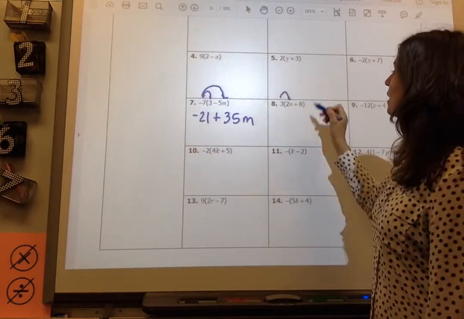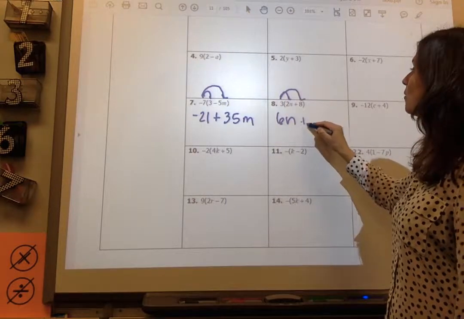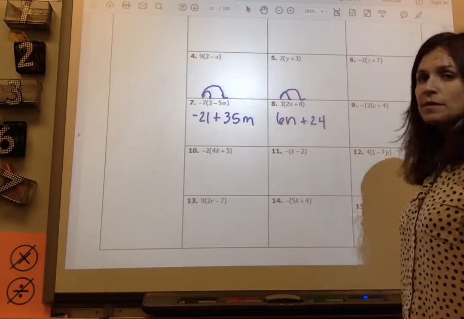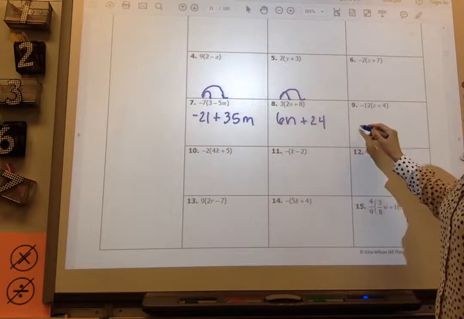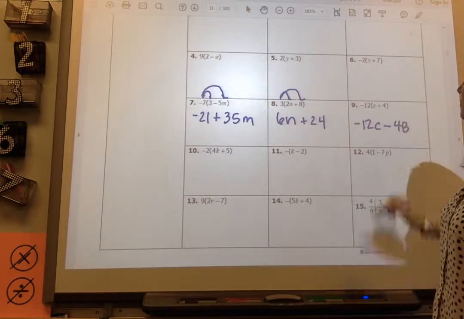Number 8 is 3 times 2n, which is 6n, and 3 times positive 8, which is positive 24. That's my final answer. Number 9, negative 12c minus 48.